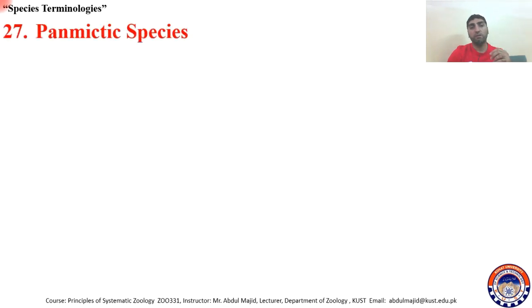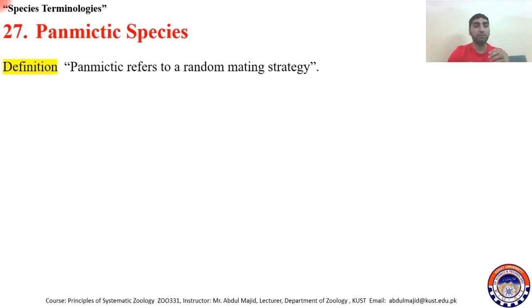Then the other one is Panmictic species. So what is Panmictic species? Panmictic refers to a random mating strategy, meaning a population where there is no restriction for mating. So there is no specific mating strategy. There is random mating. Everyone has a chance to mate with everyone. That's simple.